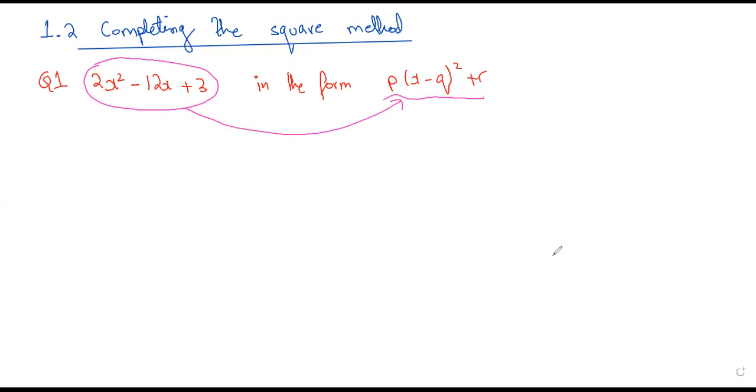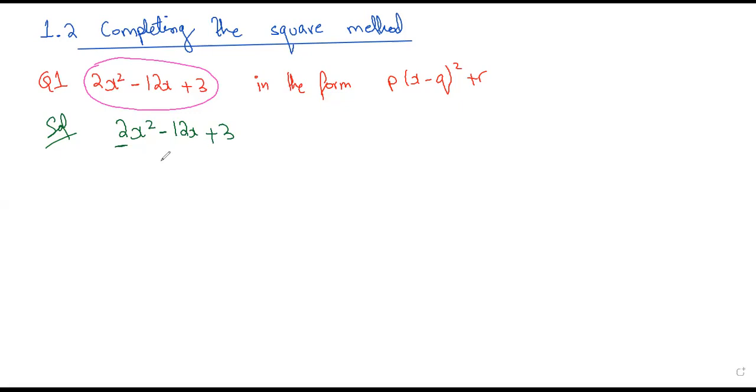completing square method. Okay, completing square method is very easy. We have a few steps, and if we follow the steps carefully, we are easily able to do it. Okay, let's talk about the solution. Whenever the question would be about completing the square, let's write down the expression first. It is 2x squared minus 12x plus 3.